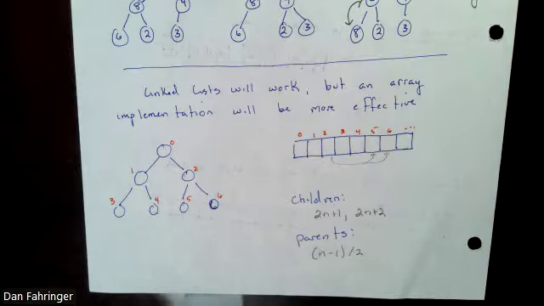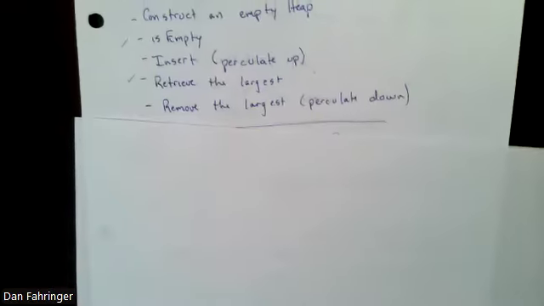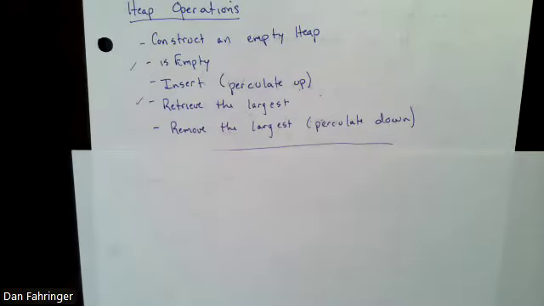We're getting ready. Okay. When it comes to a heap, it's a new data type. What do we have going on with this new data type? Well, I can construct an empty heap, which means I just have a pointer to that top node and it's null. If it's empty, that means that top pointer points to null.